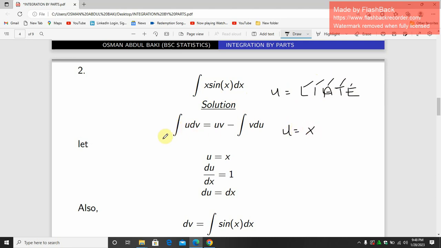From the form, this is the formula. Each and every time you need to state the formula so that it will be easy for you to make the integration. Now we know u is equal to x, and this is dv, so dv will take sine x dx.